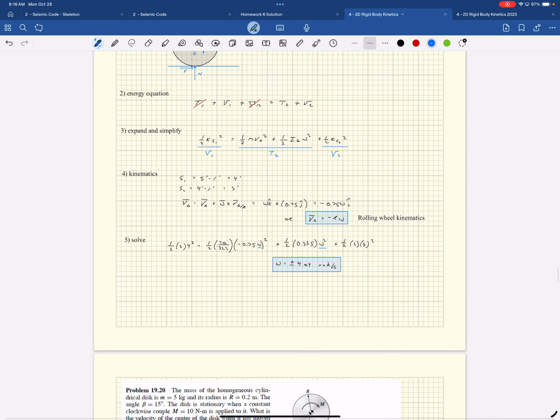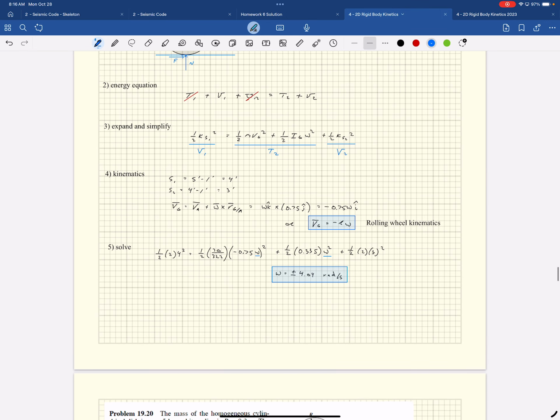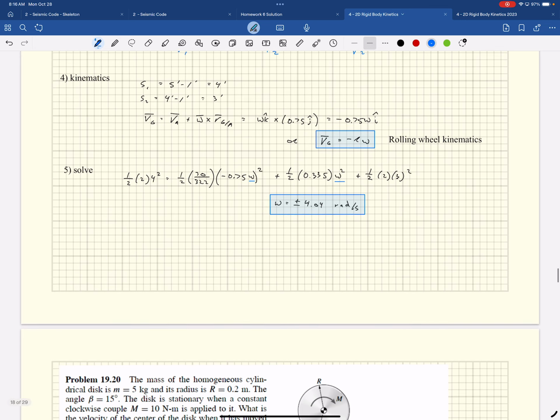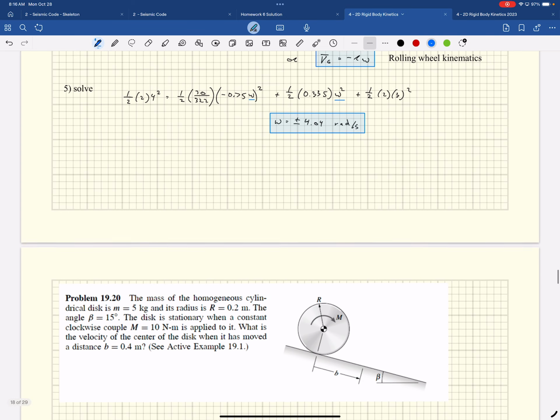Questions, concerns? See, they're not bad, right? It's the same thing we've done before. We just have these extra components. In this case, the extra component was simply that I_G omega thing, and then a little bit more complicated kinematics. Okay, let's do another one.